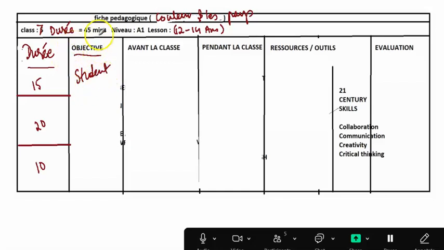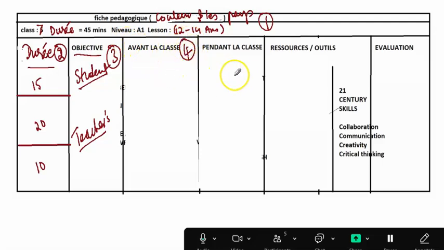In 45 minutes, what is the student's objective and what is the teacher's objective? Enseigner objective. What is the objective? You have to write it down. So you have to number it like this, and write it down. For example, durée, number 1, or this is number 1. This is the heading. Durée, number 2. Number 3, objective. Number 4.